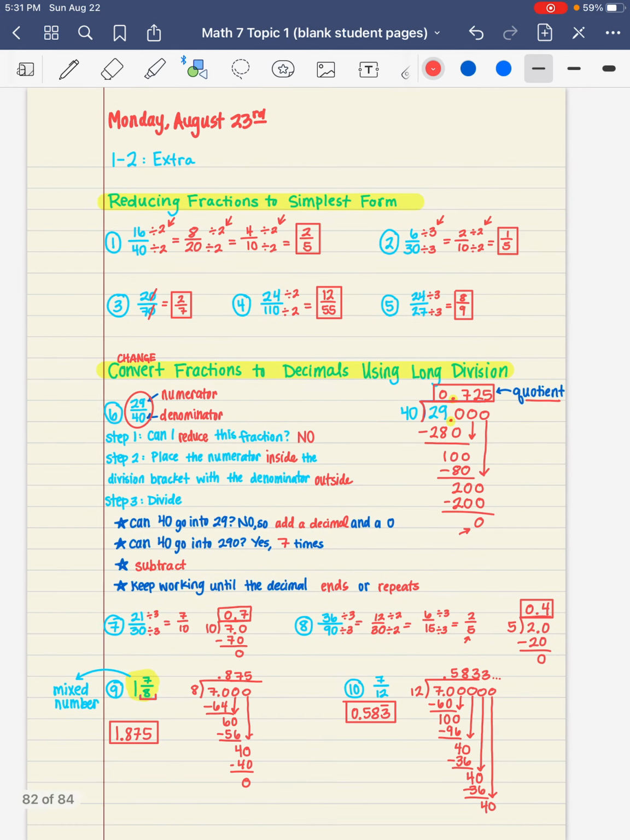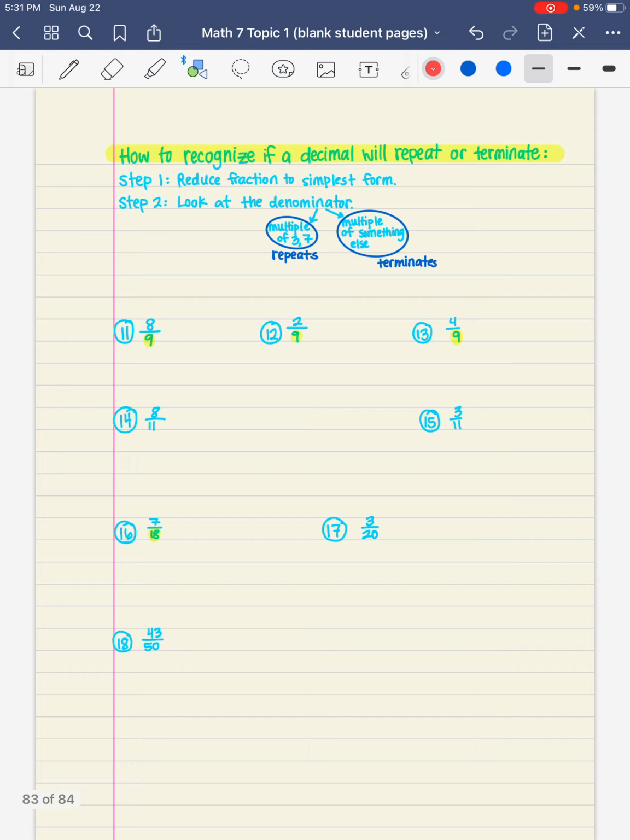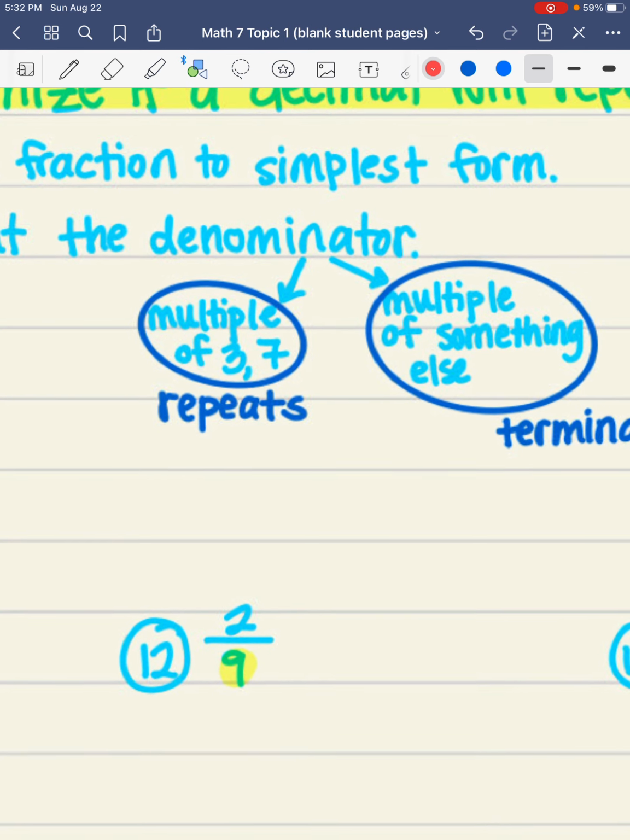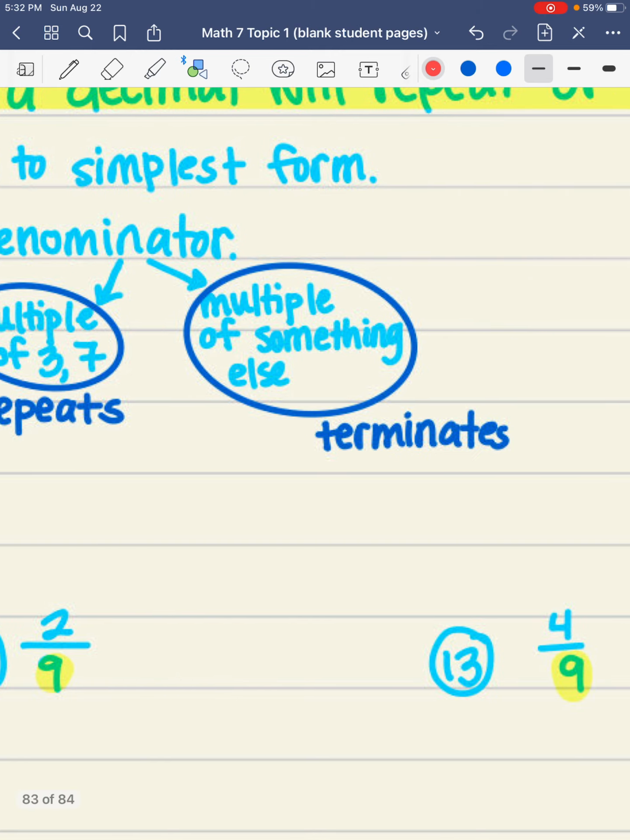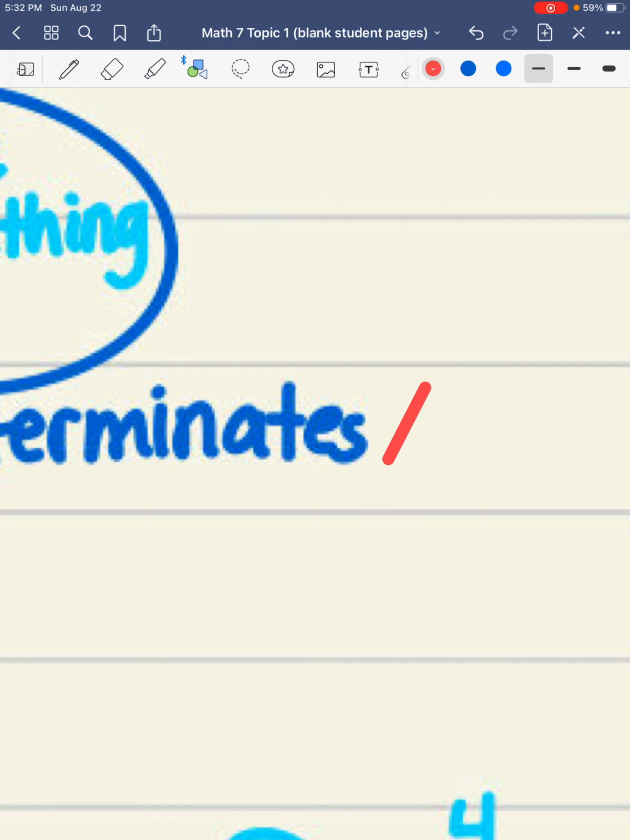Okay, moving on to the next page. How to recognize if a decimal will repeat or terminate. Okay, so step 1 is to reduce the fraction to simplest form. Always, always, always reduce your fractions. Step 2 is to look at the denominator. If you have a multiple of 3 or 7, that decimal will repeat. However, if you have a multiple of something else, that decimal will terminate or end.